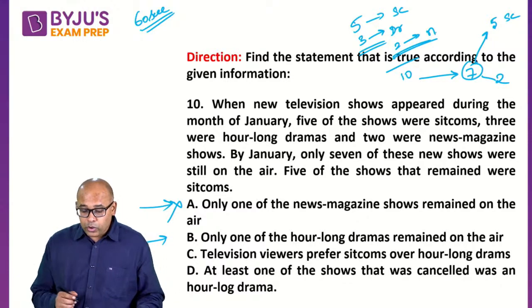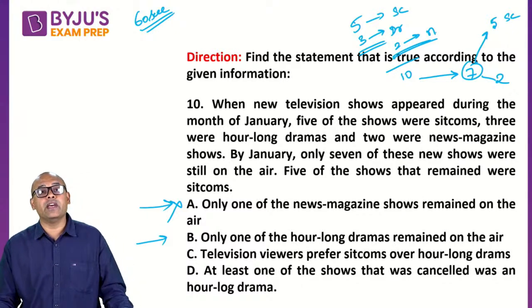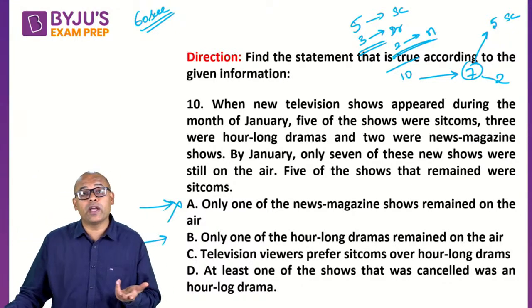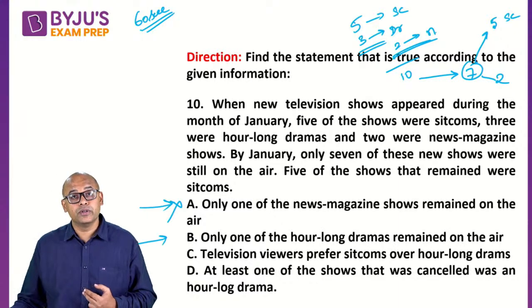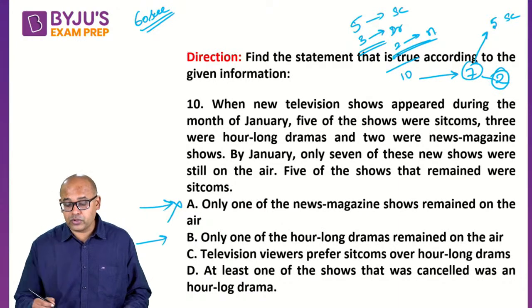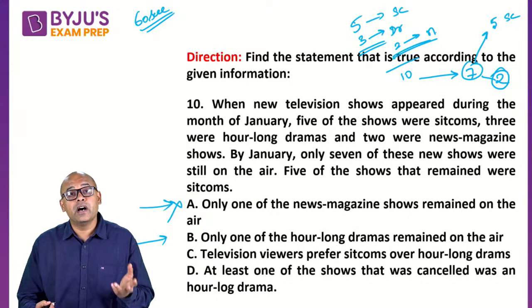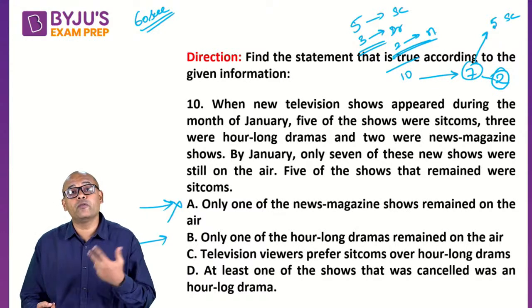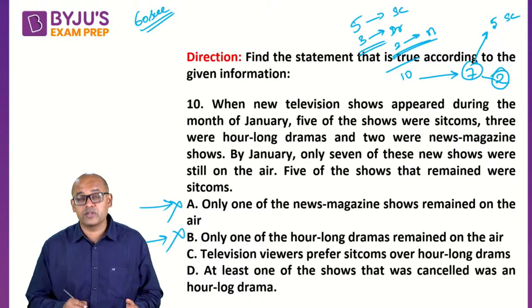Second option, only one of the hour-long dramas remain on the air. Now it may be true, it may not be true. I can have 2 of the dramas also. Right? I can say both of these 2 are dramas, which means it is not 1. I can have 2 dramas, not just 1. So option B is gone.